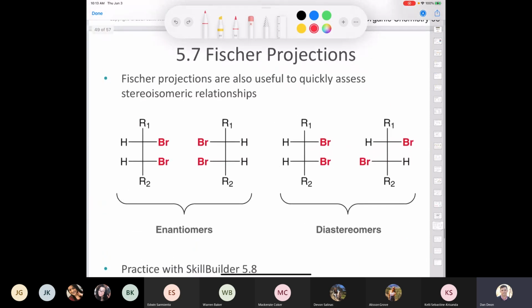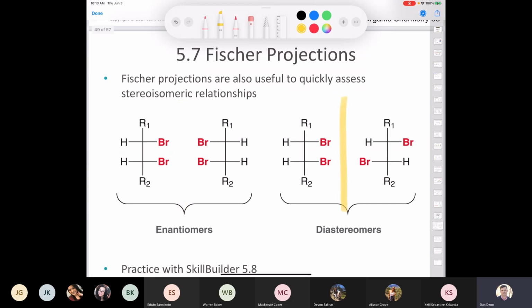What's cool about Fischer projections is that it makes it very quick to assess stereoisomeric relationships, right? If you look at these two compounds here, it's very quick to assess that these are mirror images. You can see very quickly that these are enantiomers without looking at any dashes or wedges. We don't even have to take that into consideration. You just see that these are mirror images.